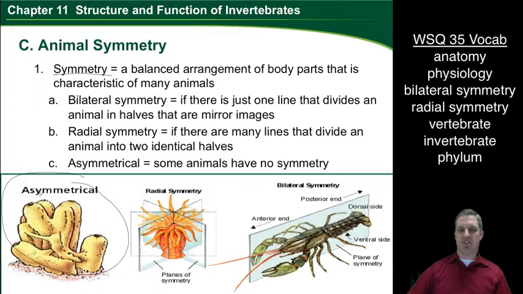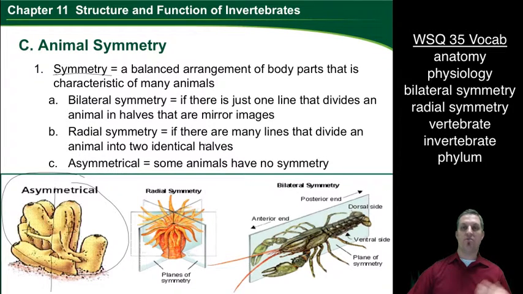If you're dealing with sponges and things like that, I can't divide this animal up. If I draw a line through the middle, it's not like side A looks like side B. No, it doesn't. Their body shape and their arrangement of body parts do not have any rhyme or reason. They're asymmetrical. Then you have some that have what's called radial symmetry.